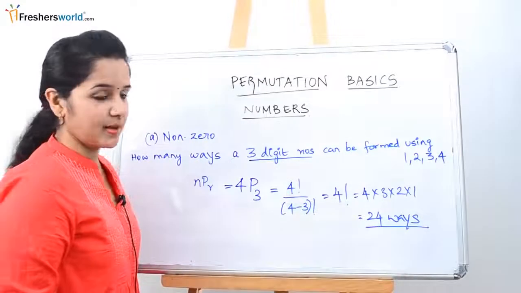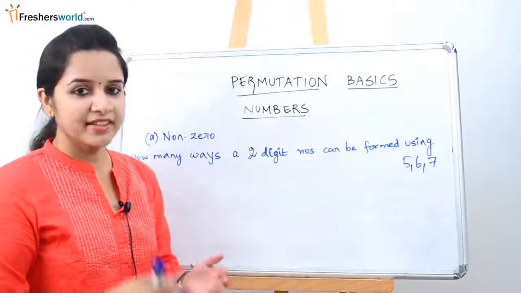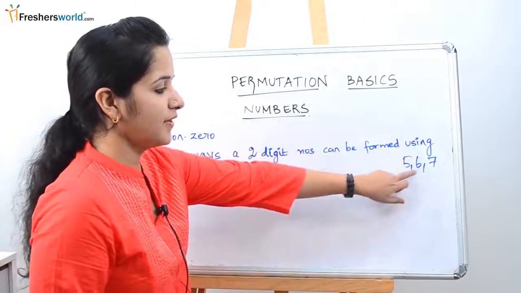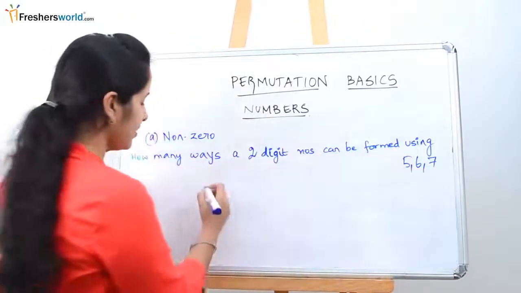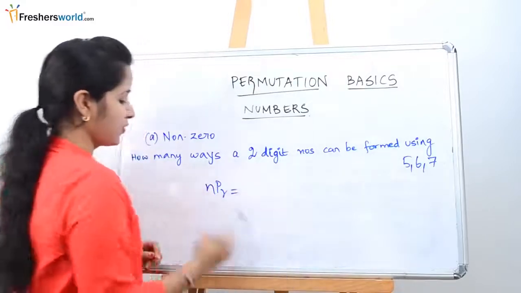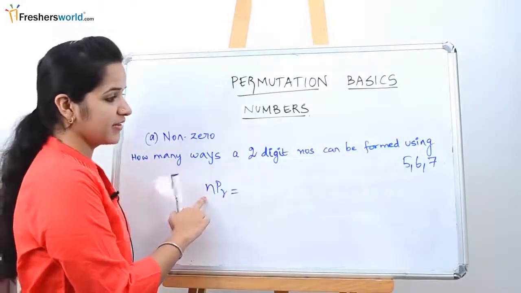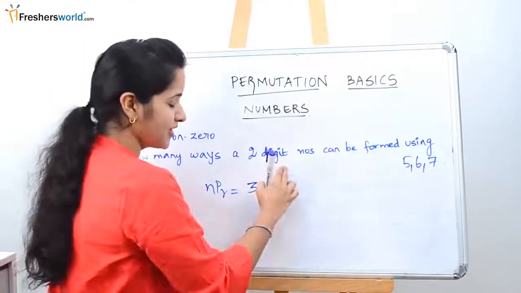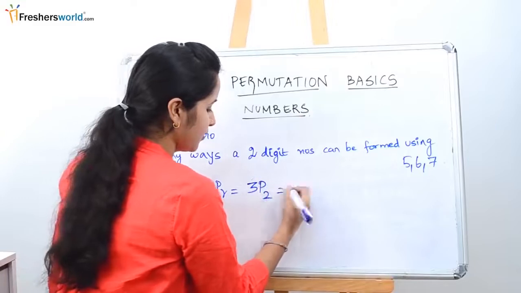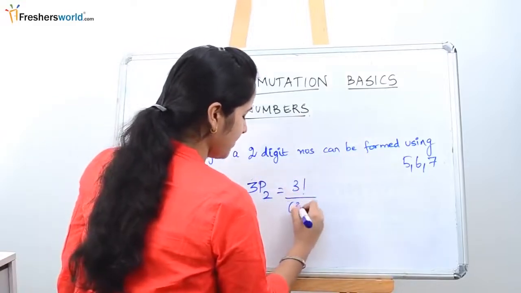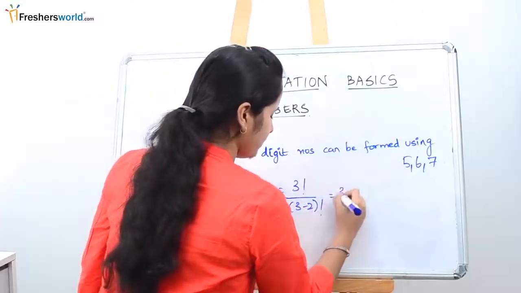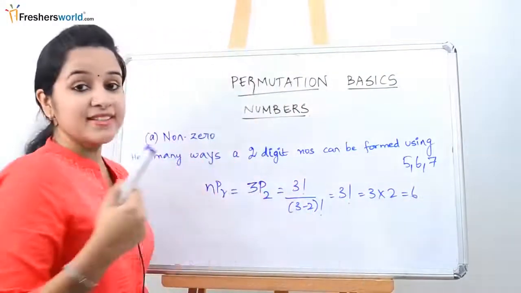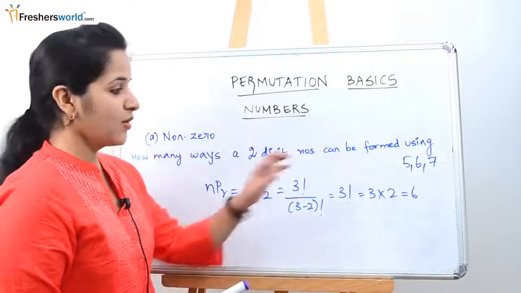Let's take another example. How many ways can a 2-digit number be formed using 5, 6 and 7? What is the formula? nPr. What is the number of digits given? 3 digits are given. Out of which how many digits do you have to form? 2-digit numbers. So 3P2, which is 3 factorial by (3 minus 2) factorial, which is equal to 3 factorial, which is 3 into 2, 6.